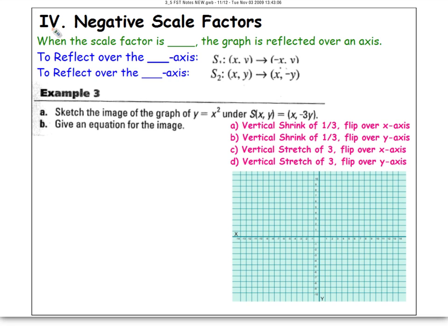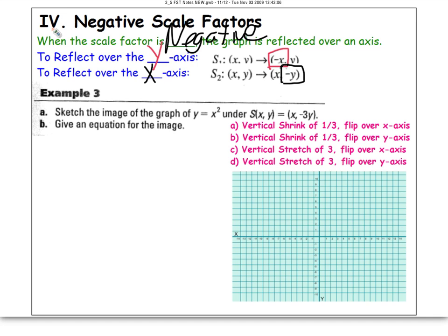Learning objective E is going to let us understand what happens when we do a negative scale factor. When a scale factor is negative, it's going to flip over a particular axis. If you want a graph to flip over, for example, the y-axis, what you would have to do is make the x negative. If you want the graph to flip over the x-axis, what you have to do is make the y negative. So it's just backwards of what you might think.